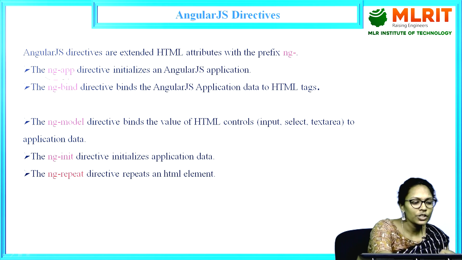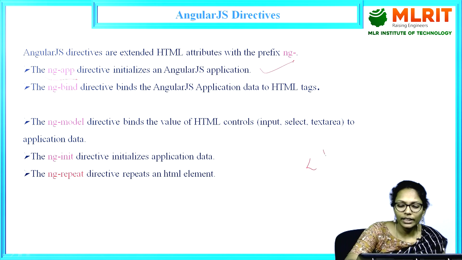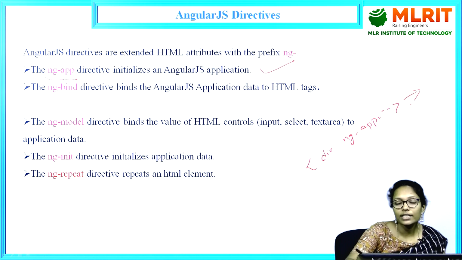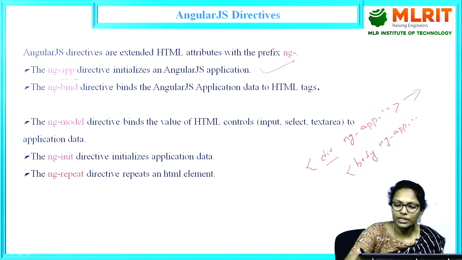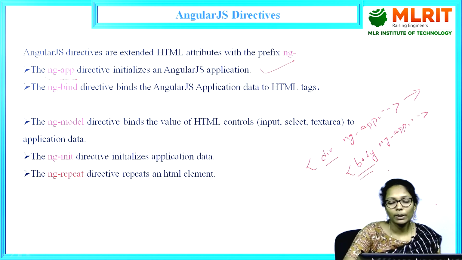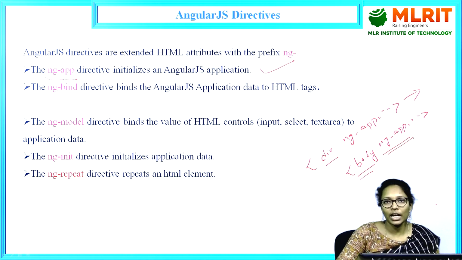The first one is ng-app, which indicates the initialization of your AngularJS application. Wherever you write ng-app, that indicates the starting point of your AngularJS application. For example, if I write div ng-app, it indicates the starting point of your AngularJS application. The div tag is the owner of your AngularJS application. The same way, I can write body ng-app is equal to so and so, and then the complete body is the owner of your AngularJS application.